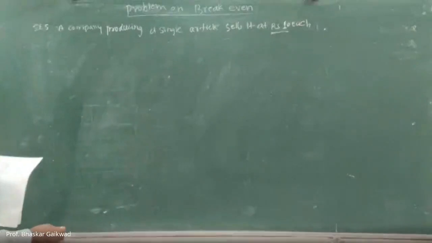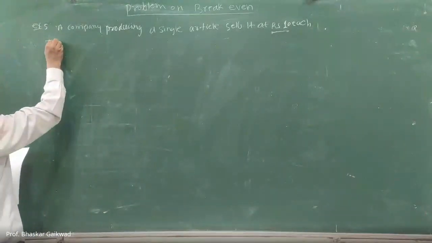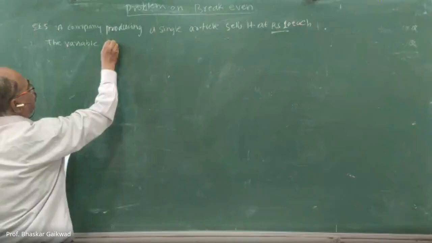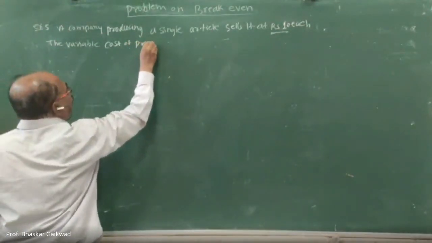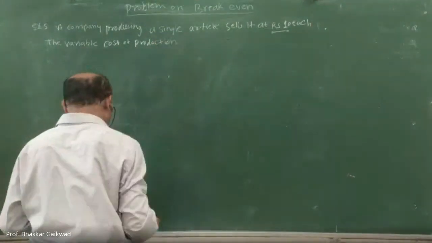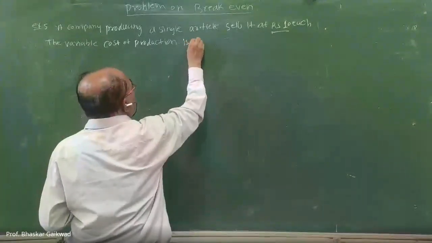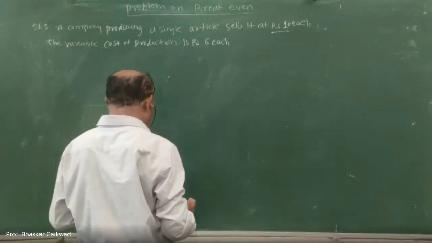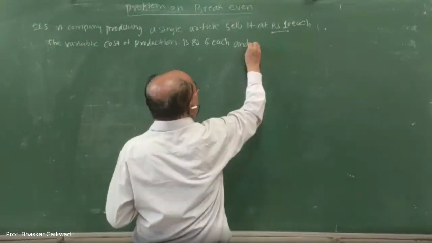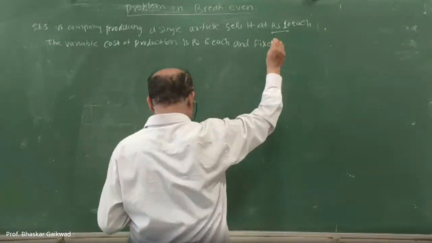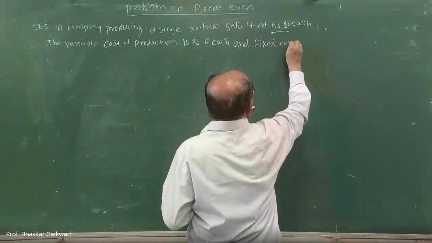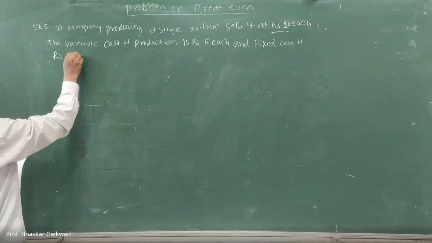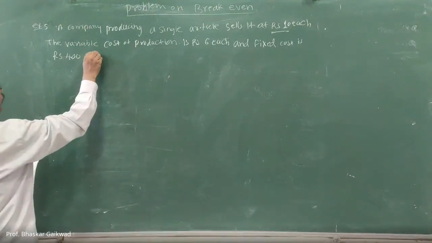The variable cost of production is rupees 6 each, and the fixed cost is rupees 400 per year.